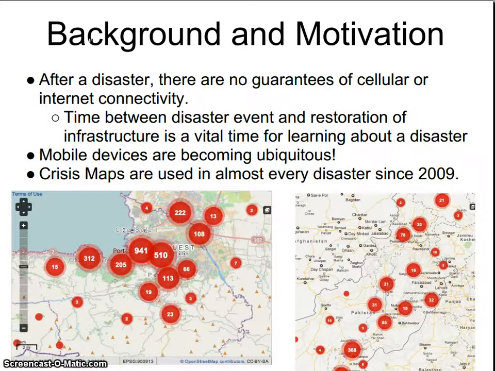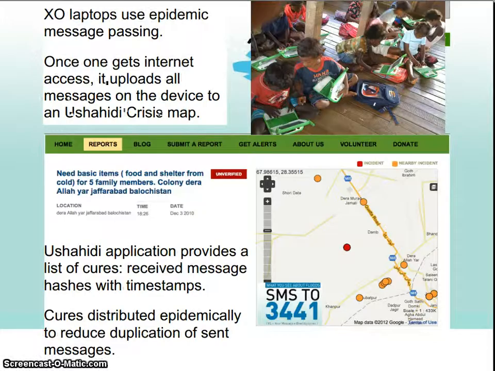We believe that these Wi-Fi devices should be configurable in ad hoc or mesh modes to use epidemic message passing. If you don't know what epidemic message passing is, basically imagine your information and your knowledge is a disease. When you come into contact with another device, you give that other device all of your messages, all of your information, and in turn they do the same.